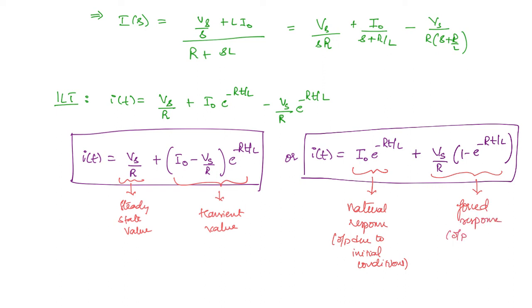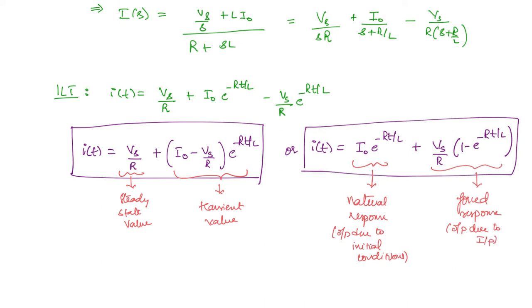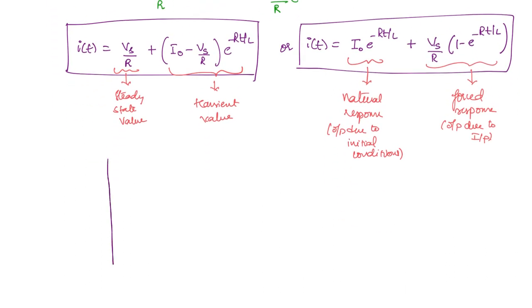That is the output due to input. Now if you draw the characteristic response, so this is time, I of t as a function of time we want to draw. What will be the initial value? If you substitute t is equal to 0, this term will become 1. So you are going to be left out with Vs by R plus I naught minus Vs by R, which is I naught. So it will start from I naught, which is the initial value. The current will be I naught right after the switch is closed.